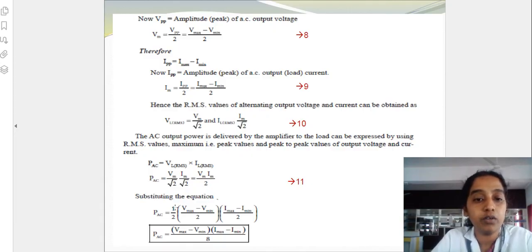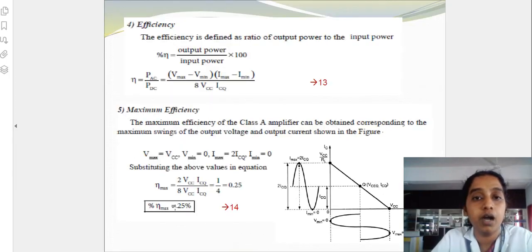So we can calculate power is equal to voltage into current. So AC power we can calculate by substituting the values. And what is the efficiency? Ratio between the output power to input power, so the ratio between output AC power to DC power.